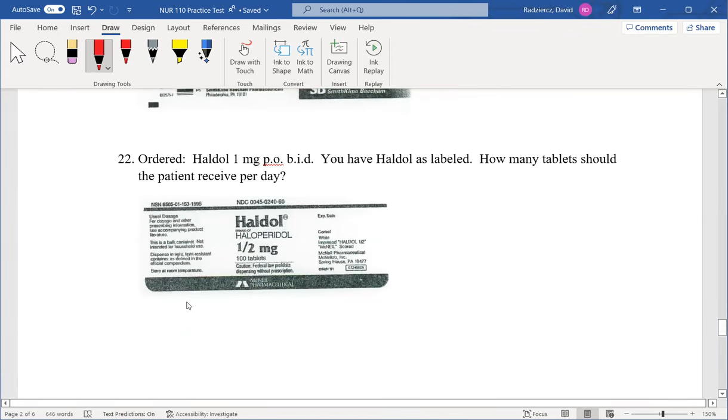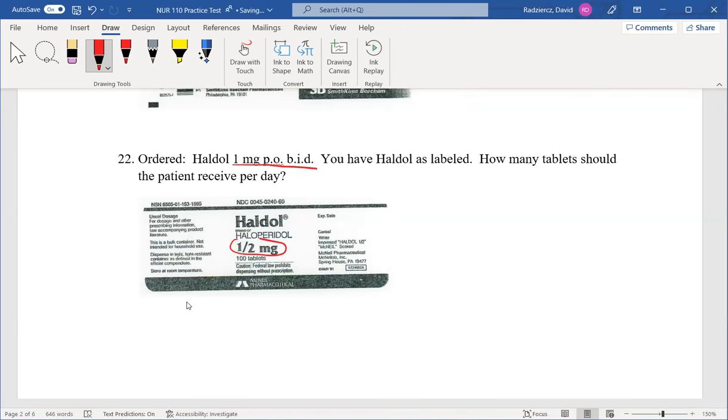All right. Haldol, 1 milligram is the order, by mouth, BID. Available is Haldol half milligram tablets. Again, remember, if it's a tablet, it's scored. It could be delivered in half. Now, this is where things get a little bit interesting, because you might automatically say, okay, I'd give them 2 tablets, which is the correct answer. But look at what else it says. And I almost missed this. How much to give per day if we're giving them the dose twice a day.